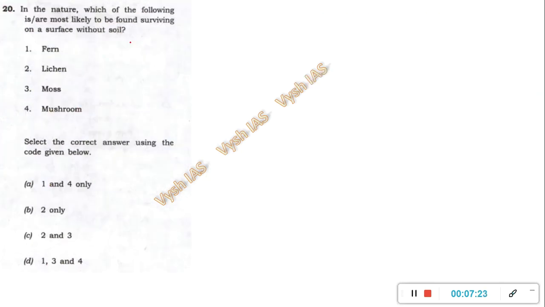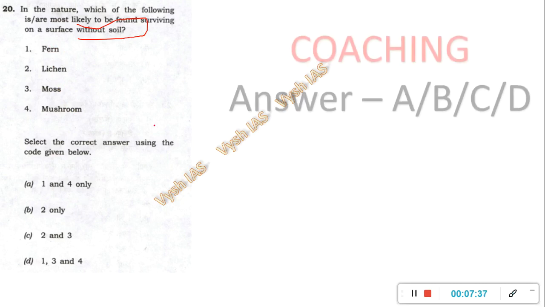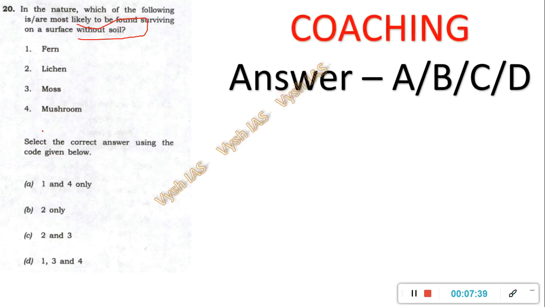Okay. So in nature, which of the following are most likely to be found surviving without soil? This was one again confusing question, because everything looks like it can survive without soil also, maybe on the wood or maybe on the rocks. So people were confused. Everybody gave different answers, A, B, C, D. We were also confused because the options were not fitting. Mushrooms also, people were telling, can grow without soil. So we need an answer where 4 should be there, so it should be either A or D. Like this, we were confused and we were waiting for the answer.